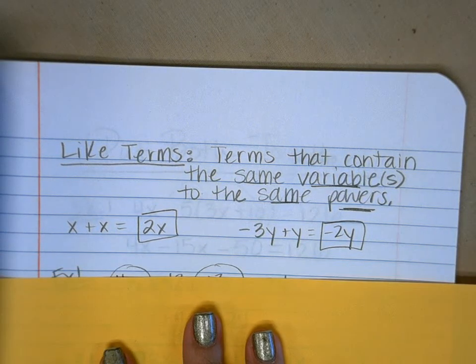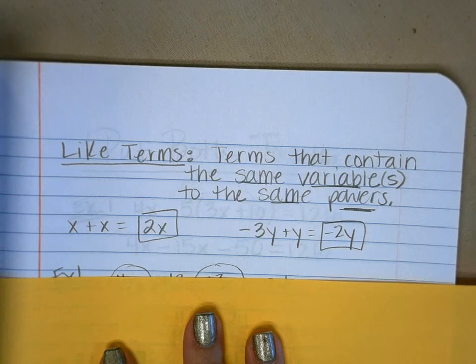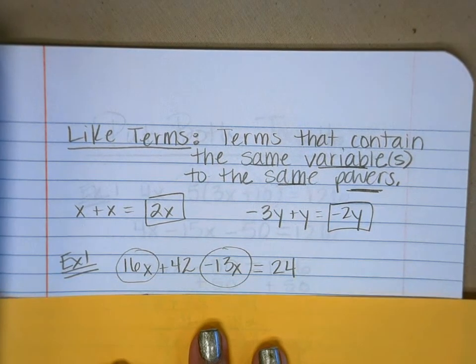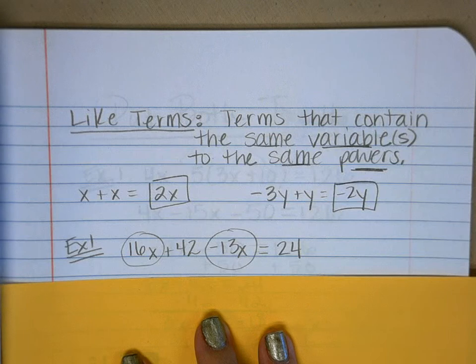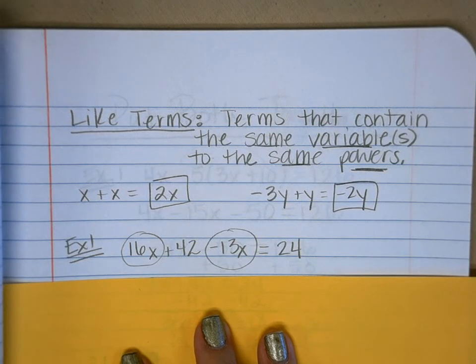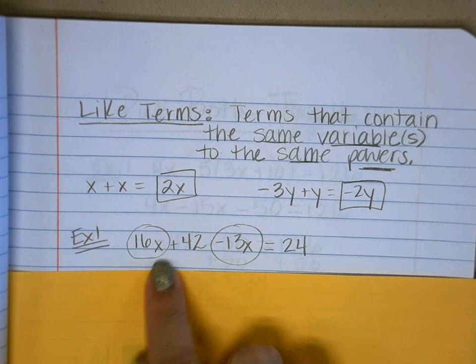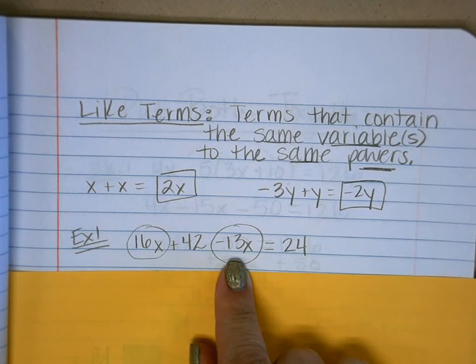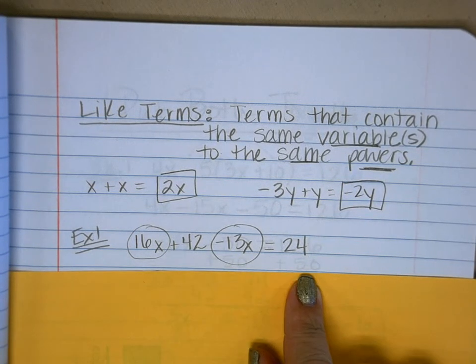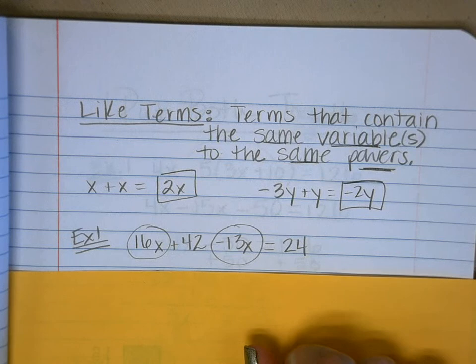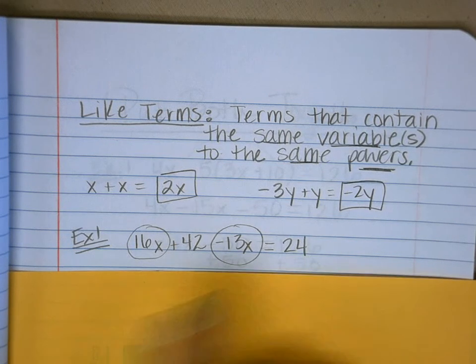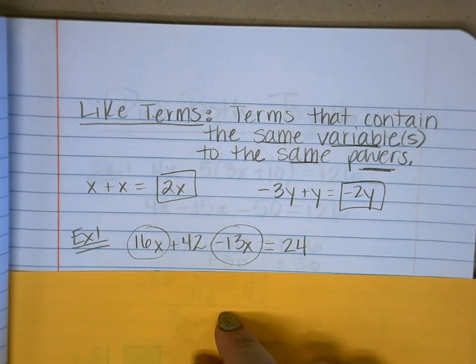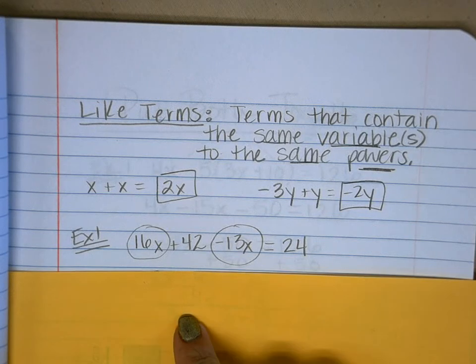So here's what it looks like in 8th grade math. And I always circle the like terms because that helps me find them right away. So here I have 16x plus 42 minus 13x equals 24. So now we're combining and solving. I circled my like terms. Do you do this? You should do this. Just like when I told you to draw rainbows, you should circle your like terms.